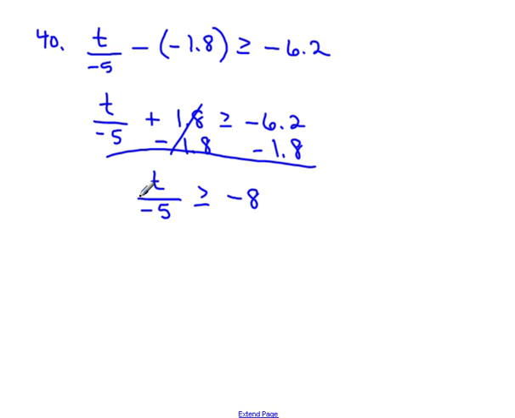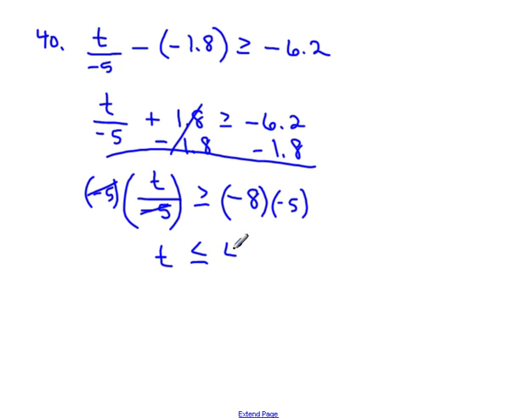Here, to get rid of the division, we're going to multiply both sides by negative 5. Notice how I am multiplying by a negative, so I will flip the direction of this inequality to be less than or equal to. Negative times a negative is a positive 40. So there's your solution. Number line graph.